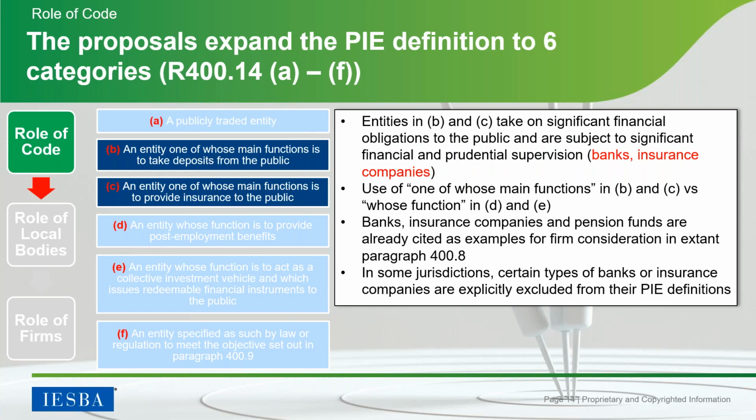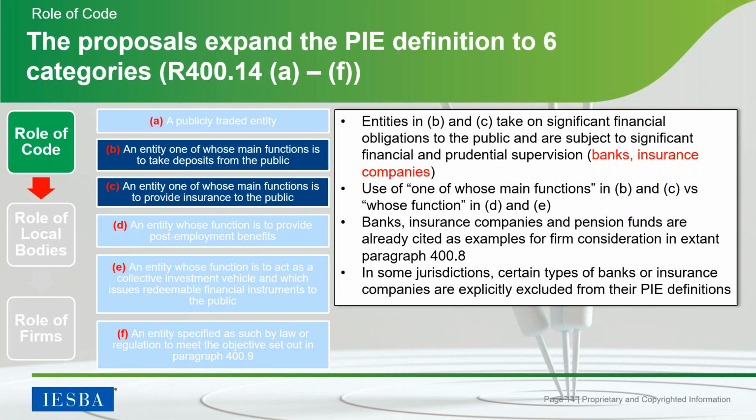So the next two are pretty obvious. In shorthand, they're banks and insurers, but we try and come up with definitions that capture things rather than simply just use that term. And we did note that almost invariably, where banks and insurers are defined as PIEs in local codes, it's by reference to the legislation that defines a bank or an insurer in that particular jurisdiction. And that is one of the things that we would expect, again, local bodies to do as part of adopting the code, is to narrow the definition to those entities that are caught by that sort of legislation. We used, obviously, one of whose main functions, because most banks do things other than just collect deposits, and quite a lot of insurers do things other than write insurance policies.